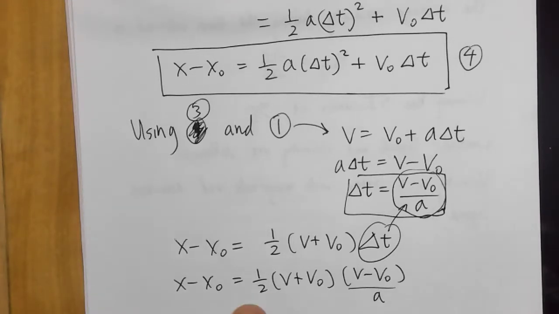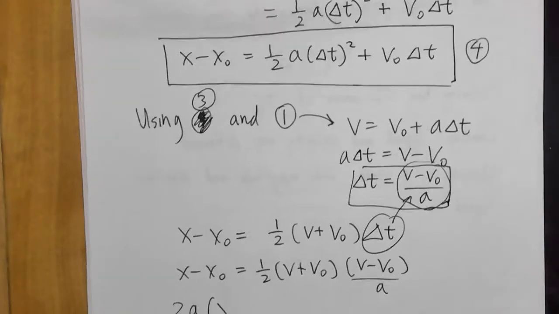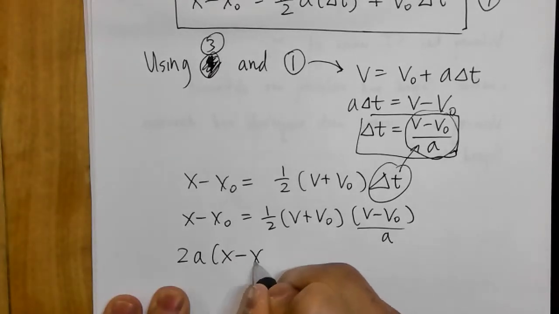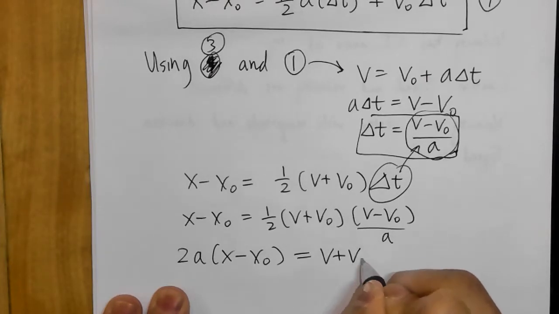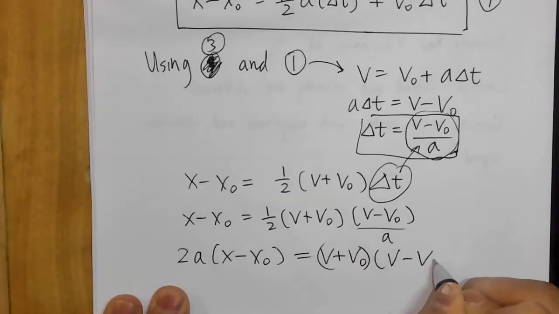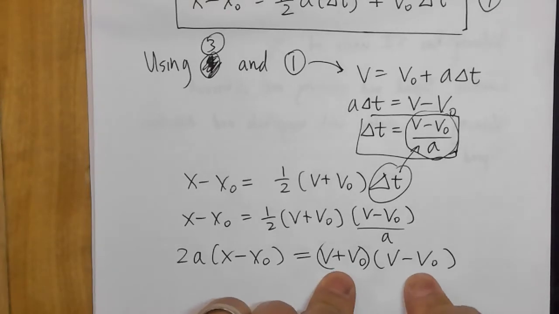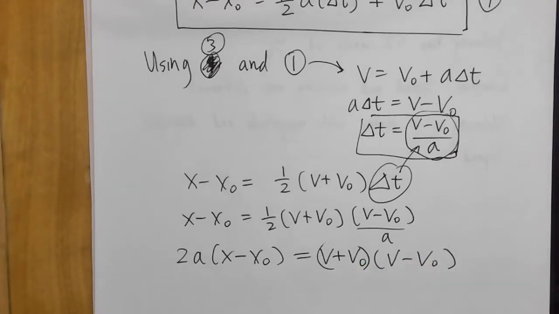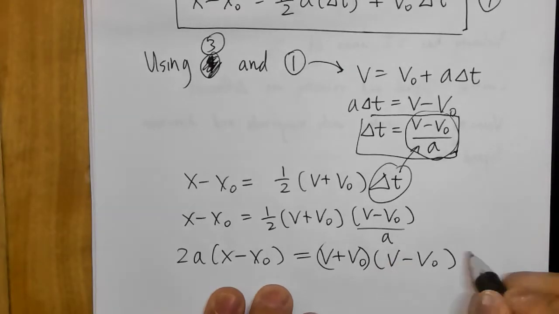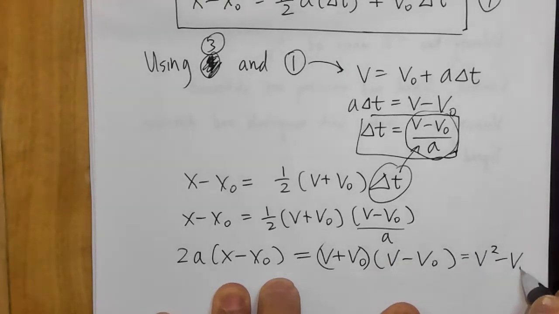Okay. Let me multiply by 2a to both sides to get rid of this 2 and this a here. Then I'll have 2a, oh, 2 off the bottom, sorry. x minus x0 is equal to (v plus v0) times (v minus v0). Does anybody recognize this formula? There's another way of writing this. Remember (a plus b) times (a minus b)? That's a squared minus b squared. When you multiply this out, the cross terms go away. So this ends up being v squared minus v0 squared.